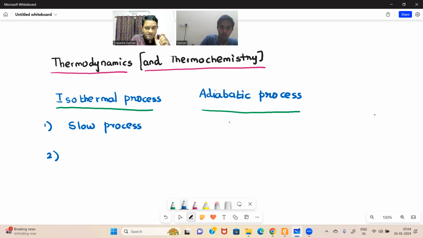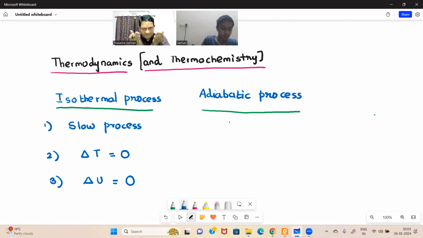Isothermal. Iso refers to same, thermal refers to temperature. So there is no change in temperature. The process happens at constant temperature, or in other words, change in temperature is 0. Right? This also translates to change in internal energy of the gaseous molecules being 0.